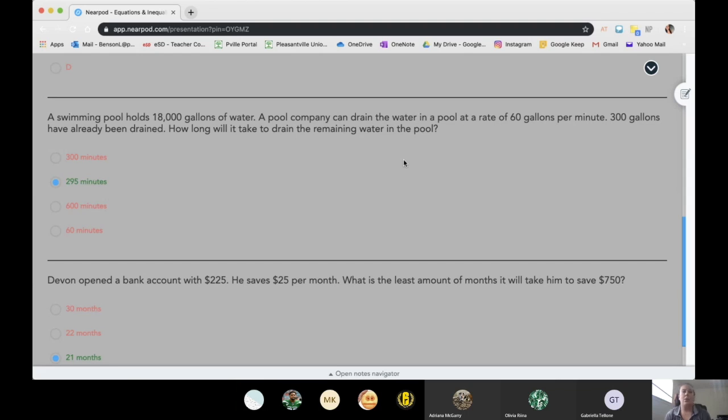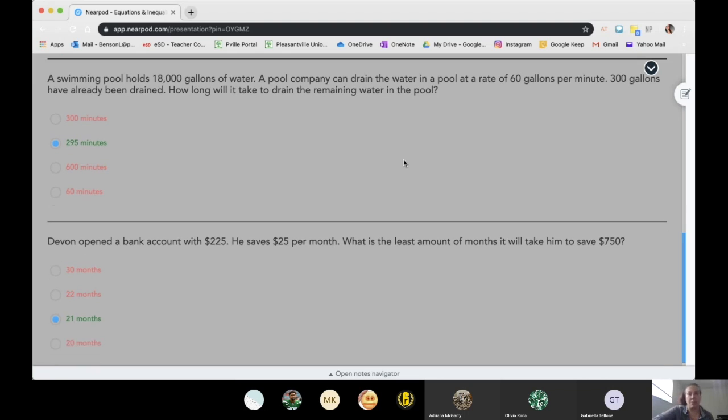If you wanted to set it up like an equation, it would be 300 plus 60x, because 300 is already taken out, plus 60 gallons per minute. X would represent the amount of minutes, and that equals 18,000. If you didn't set it up like an equation and still got it right, that's fine. I actually didn't set it up as an equation. I just took 18,000, subtracted 300 because that's already taken away, and then divided that by 60 to get the amount of minutes. The answer should be 295 minutes, which is option B.